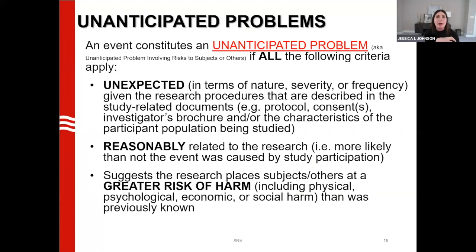Probably the hardest out of all the categories of reportable events to understand, the most confusing, I would say, is unanticipated problems. The reason is that when non-compliance gets reported to the IRB, you know it's non-compliant with the protocol, the consent form, the enrollment processes. Then the IRB takes the step of reviewing it to see if it's serious or continuing, or serious and continuing. So we're assessing the level of the non-compliance.